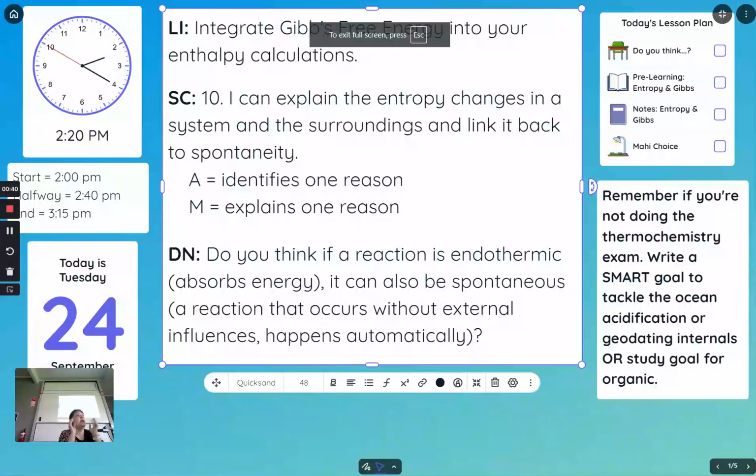So we talk about endothermic and exothermic. Exothermic are chemical reactions that release heat energy. Endothermic are reactions that absorb heat energy. And my question for you is, it's not a yes or no in that sense, like right or wrong, I'm asking, what do you think? If you have an endothermic reaction, can it also be spontaneous? So can it occur without any external influences? Like, does it happen automatically? So do you think it's possible to be endothermic and spontaneous?